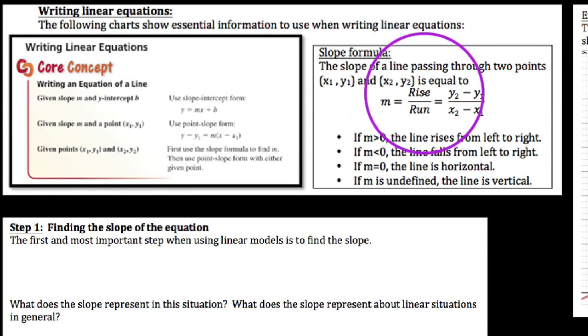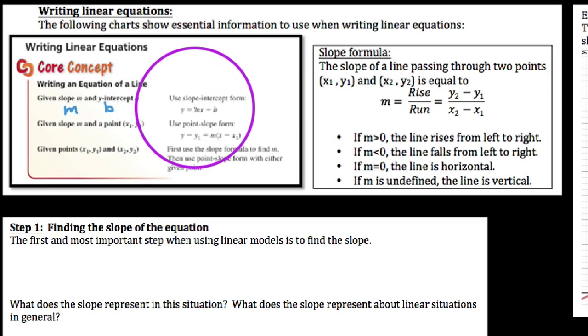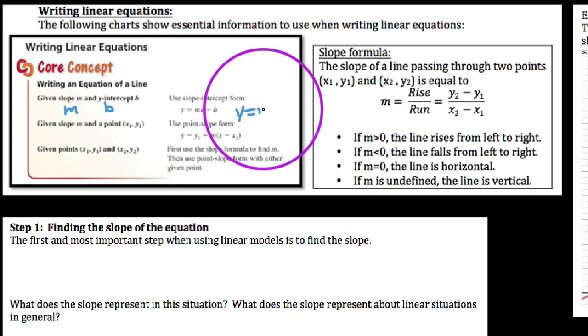Over here on our left, we have our slope formula, which is our rise over run, or change in y over change in x. But also over here on the left, we have writing the equation of a line, a little cheat sheet here. Basically it says, if we know the slope m and we know the y-intercept, which is our b value, then we can write this in y equals mx plus b form.